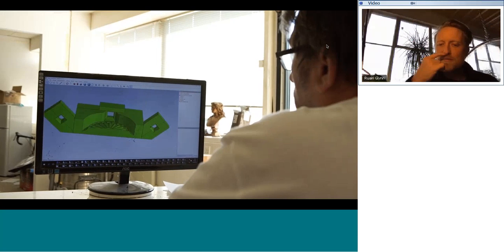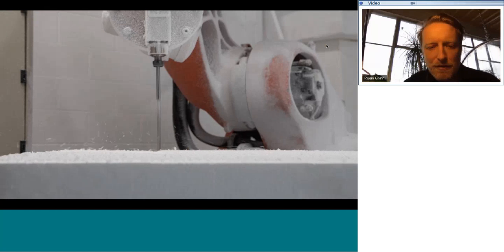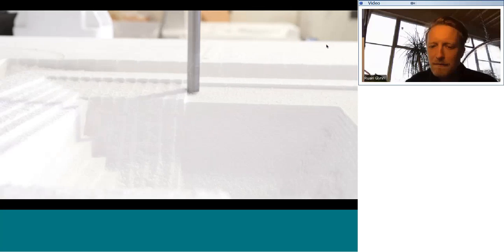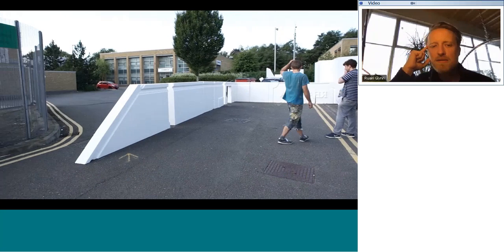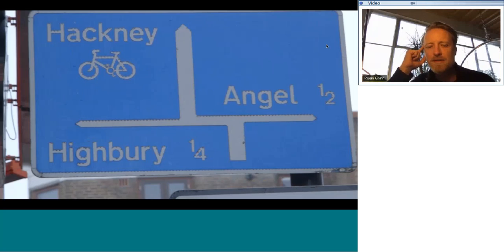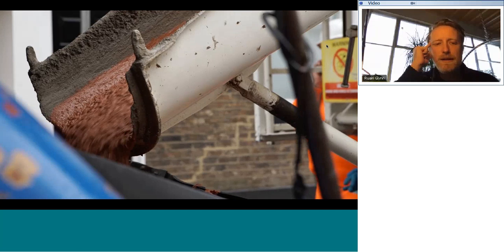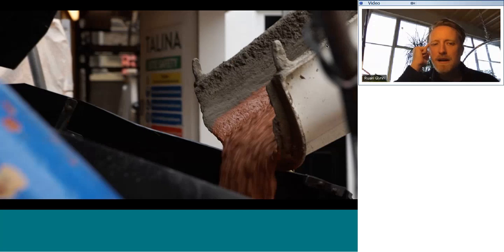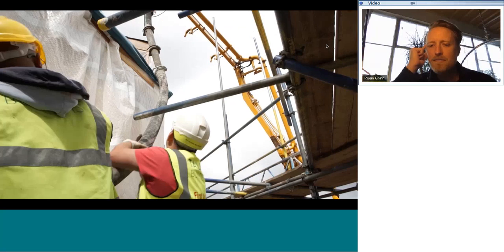This is just a bit of video footage. I'm not sure what frame rate you'll be able to watch the footage at. Fantastic. So this is just some of the molds that were cut. This is brought to site in central London. This is pouring of concrete, and it's pumped up a building and then poured into molds.